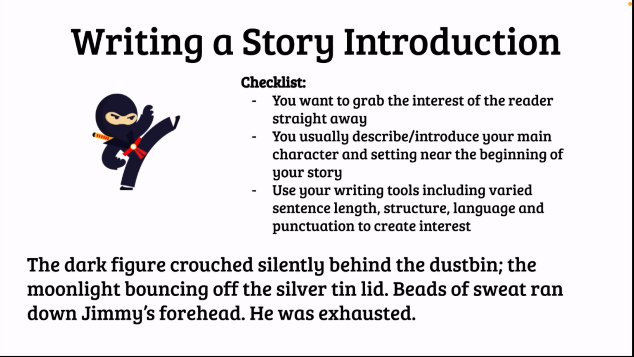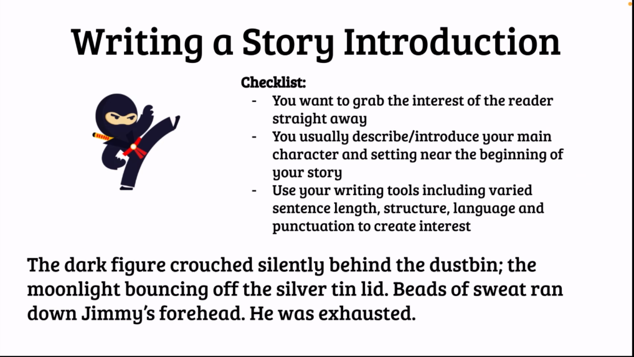Another way I could have started could be something like this. The dark figure crouched silently behind the dustbin, the moonlight bouncing off the silver tin lid. Beads of sweat ran down Jimmy's forehead. He was exhausted. So in this one, I've actually started by describing the character and describing the scene. I use some adverbs in there, silently, to try and help with my writing to make it more descriptive. I use a really short sentence at the end, he was exhausted, just to change the flow of the writing to try and keep the interest of the reader.